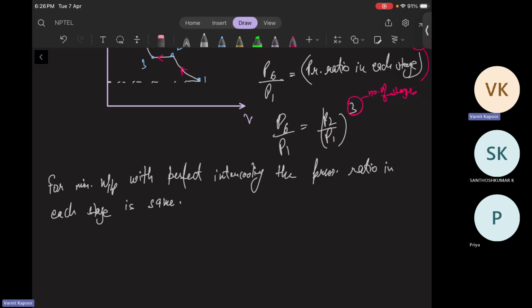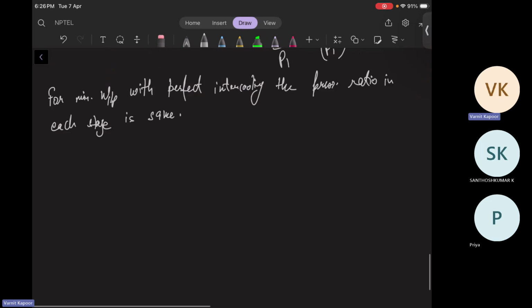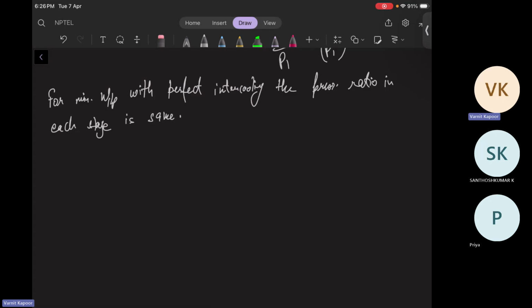Next point is that this is the pressure ratio. What about the work? So the next point of the note is, if I want to see the work from 1 to 2, it is nothing but n by n minus 1 into P1 V1 times P2 by P1 power n minus 1 by n minus 1. Similarly, P1 V1 can be written as mRT1.